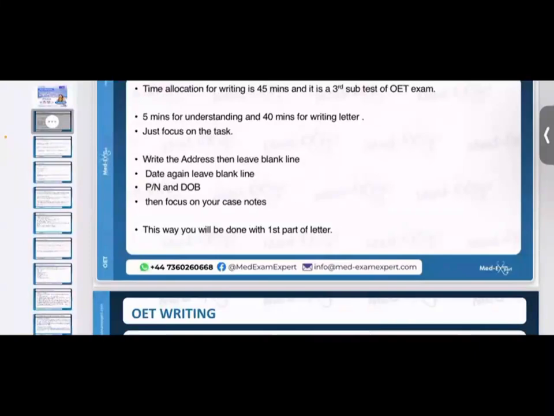In the address and salutation part, please make sure that you are writing each and every detail correctly, because it is already mentioned in the case notes. If you still are not writing the details correctly, you will be at risk.